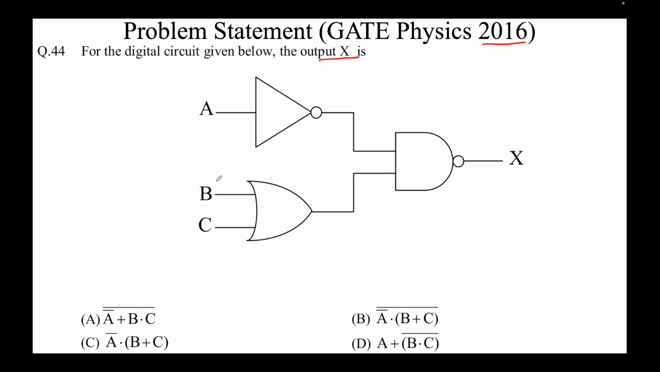The 3 inputs are A, B and C, and we have been given 4 options. This is a multiple choice question with only one correct option, and we have to choose the correct option.